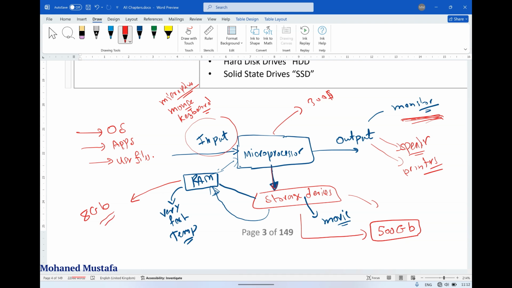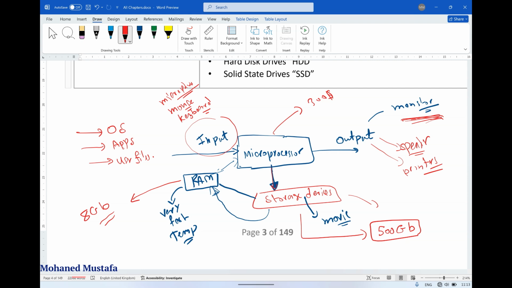That's why the hard disk can store everything: operating system, all your applications, your movies, your photos, your pictures. Everything you need can be stored where? In the hard disk. It's very big, 500 GB. You get it? What about the RAM? Very tiny. Please, whatever you are running now, send it to the RAM.